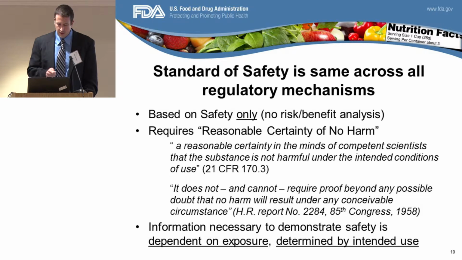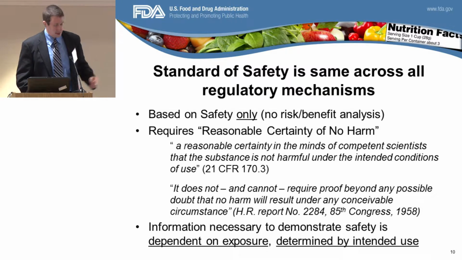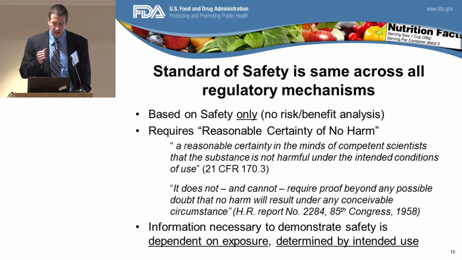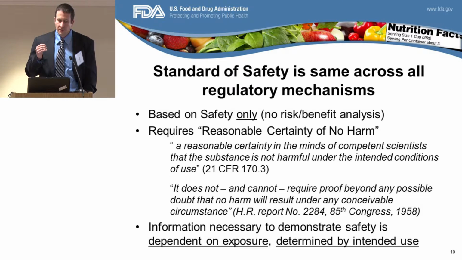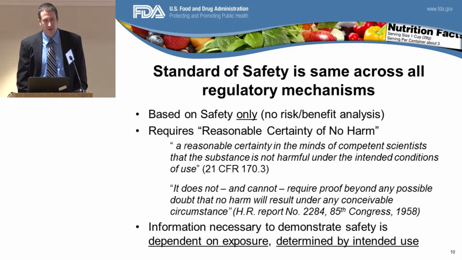I believe Dr. Onks talked about that earlier today, but basically there has to be a reasonable certainty of no harm from any exposure that results from the intended use. Reasonable certainty of no harm is relatively self-explanatory. We have a regulation which states what a reasonable certainty of no harm is, but as we always like to point out, when Congress passed the act, Congress actually gave a little bit more information as to what reasonable certainty of no harm means, and it does not mean and cannot mean that there's proof beyond any possible doubt that no harm will result under any conceivable circumstance.